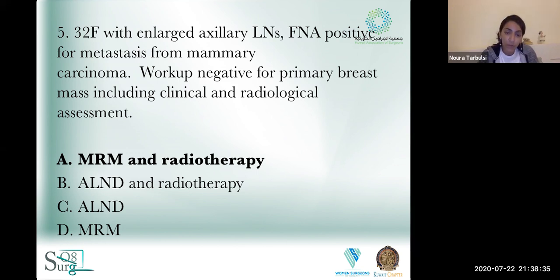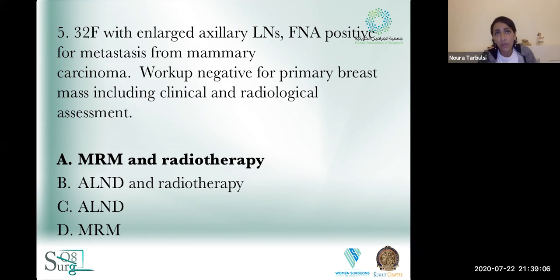to make sure that I'm not missing a small occult primary. And if all of the imaging is negative, classic exam answer would be modified radical followed by radiotherapy, because you don't know where is the primary, or maybe there is no more primary in the breast. Sometimes tumor regress and the primary disappears and the mets grow. And this would happen sometimes. But to be safe in an exam setting, you would choose modified radical and radiotherapy.